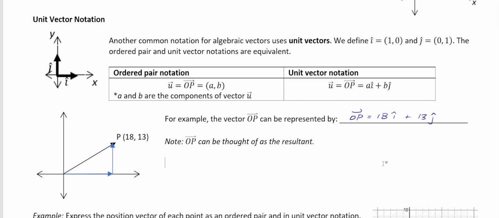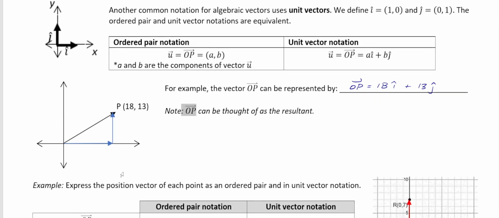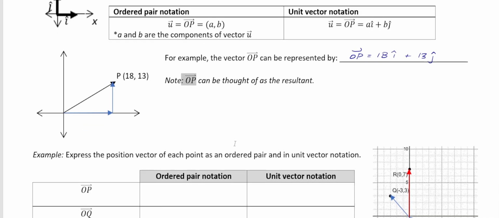Okay, and so here we have it. OP, going from the origin to the point P, is going to be 18 times i cap plus 13 times j cap. And you can think of OP as the resultant of adding 18 i cap plus 13 j cap. OP is the resultant of that vector addition. Okay, let's keep going here.